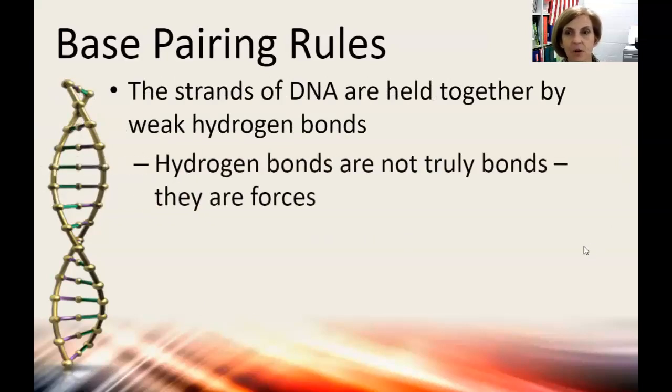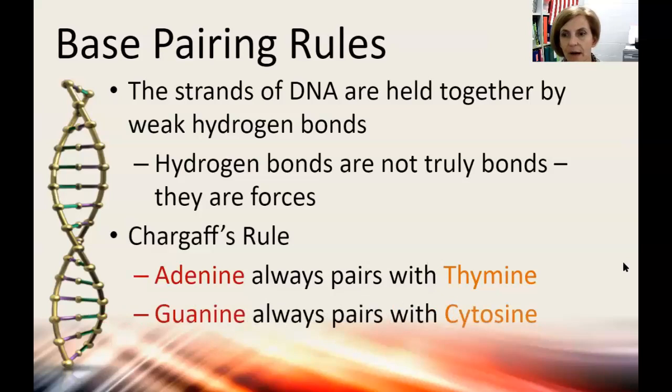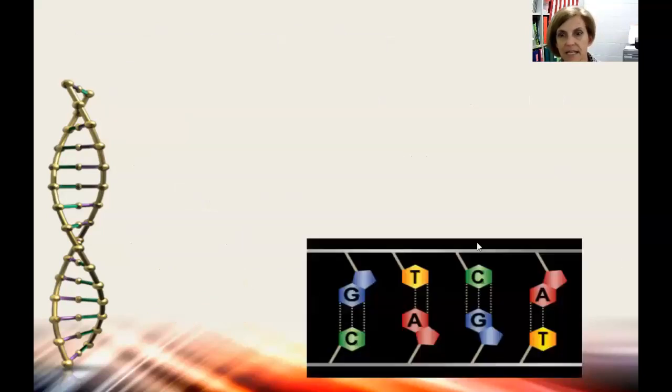So the hydrogen bonds hold them together. We have 2 bonds between adenine and thymine. We have 3 bonds between guanine and cytosine. So in your model, you'll want something to represent your bonds. Maybe you use toothpicks, and you use 2 toothpicks between thymine and 3 toothpicks between cytosine. Notice there's 3 bonds between G and C and 2 bonds between A and T.